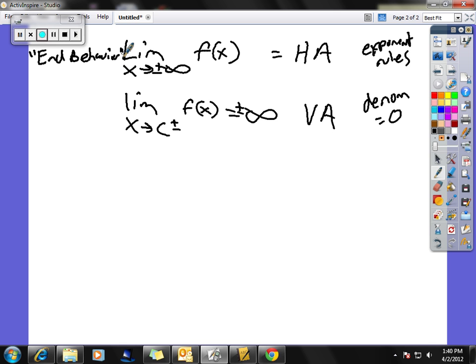It's the same thing as x approaches infinity or x approaches negative infinity. So those three things represent the same idea. End behavior, limit as x approaches infinity, and horizontal asymptote all represent the same idea. They're just different words to represent the same idea.